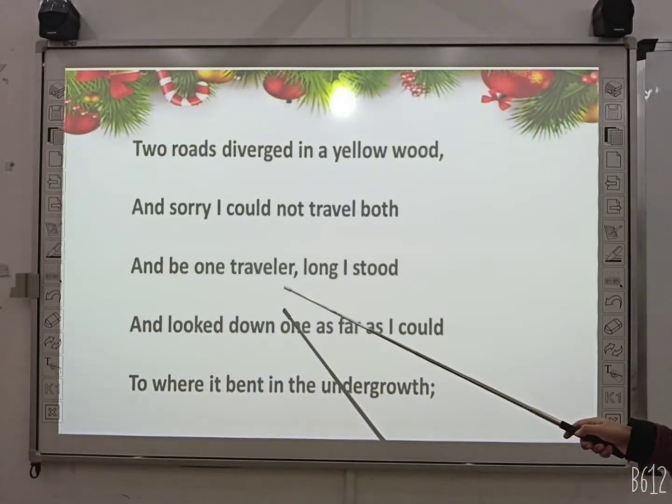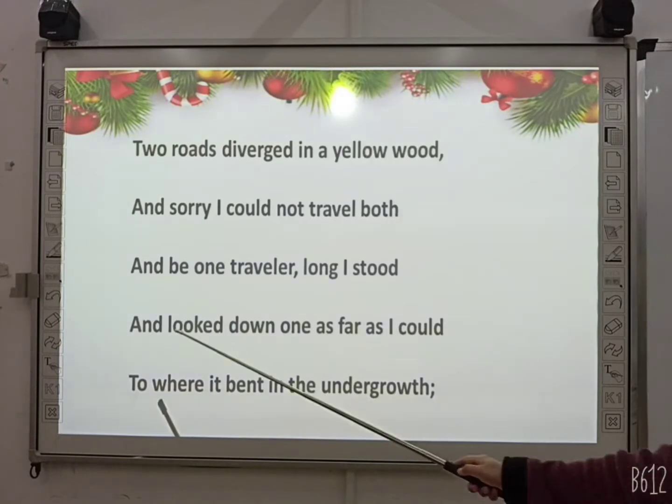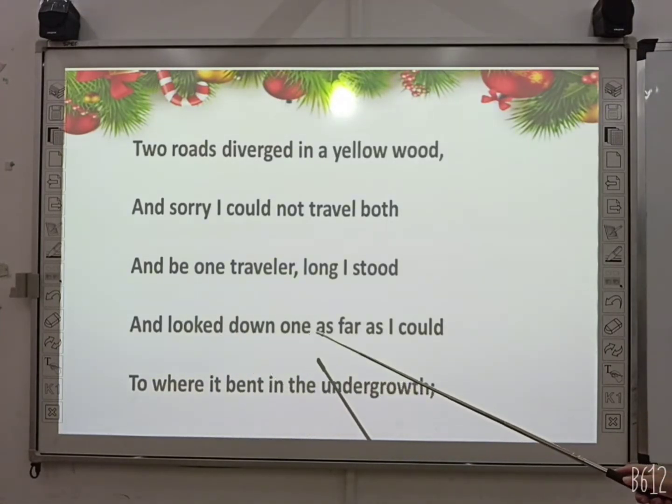And be one traveler, long I stood. So as the poet came across these two different roads, he stood in the intersection, in the center, and he was deciding what to do, and looked down one as far as I could.